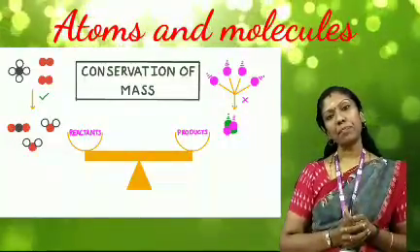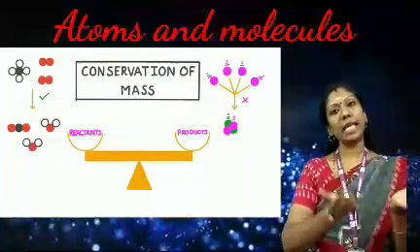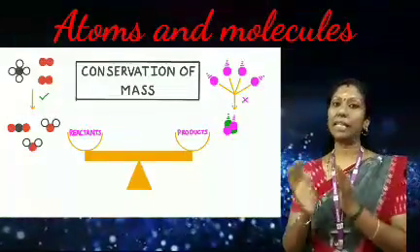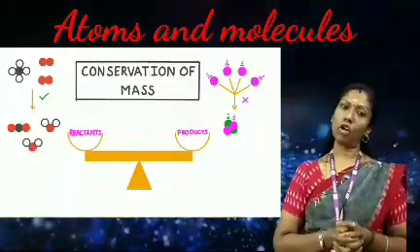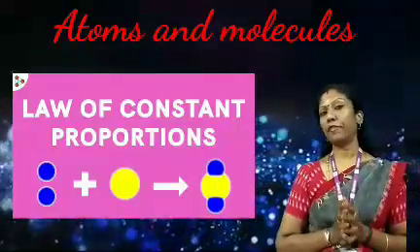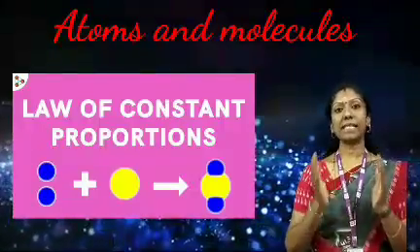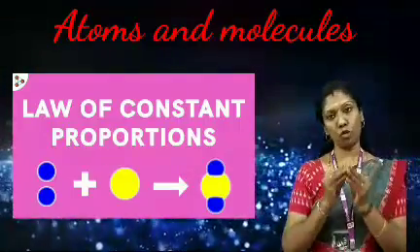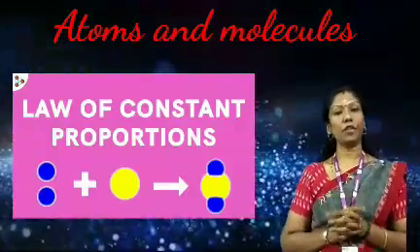What it means is, whatever mass of the reactant, that is ingredient, you take, the same mass will be obtained as product. The compounds might change, but the mass will remain the same. That is the law of conservation of mass. Mass can neither be created nor be destroyed. The next one is the law of constant or definite proportion. By the name itself, we can say the elements present in a substance will always be in a constant or definite proportion, that is ratio by mass. That is the law of constant or definite proportion.